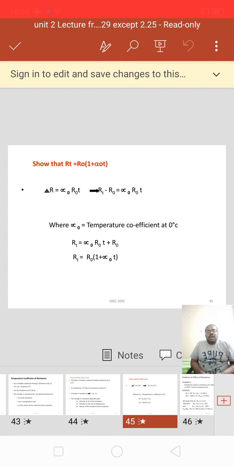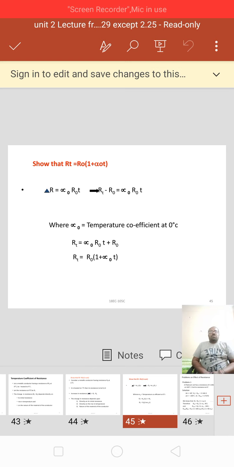Now delta R equal to alpha naught into R naught into T, that is RT minus R naught equal to alpha naught into R naught into T. Here we are taking delta R equal to RT minus R naught, that equals alpha naught into R naught into T, where alpha naught equals the temperature coefficient of the material at 0 degree Celsius and R naught equals the initial resistance.